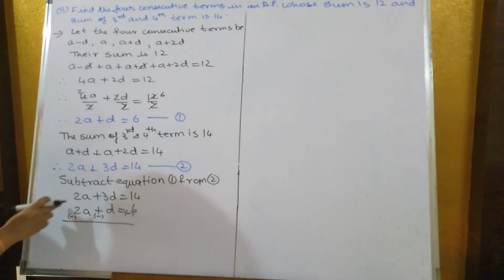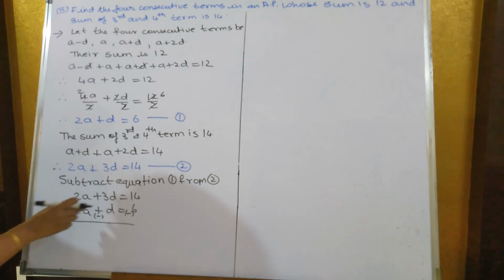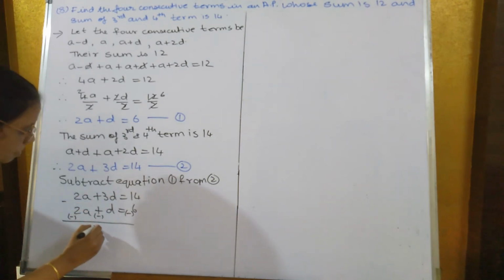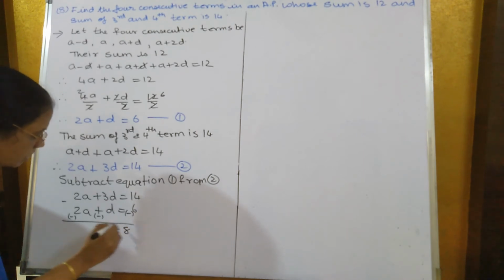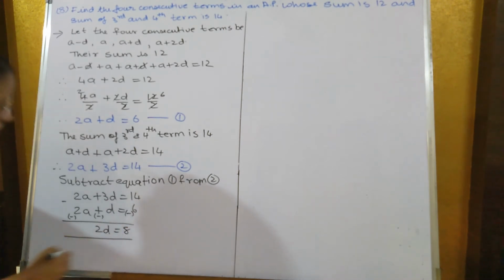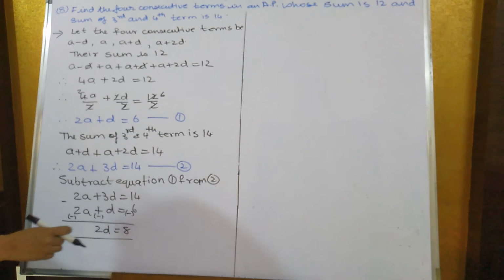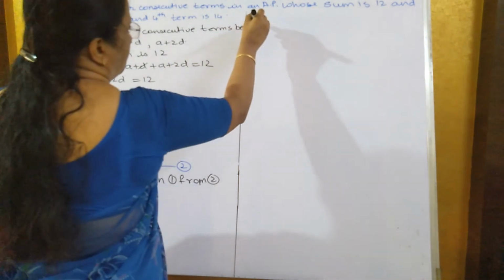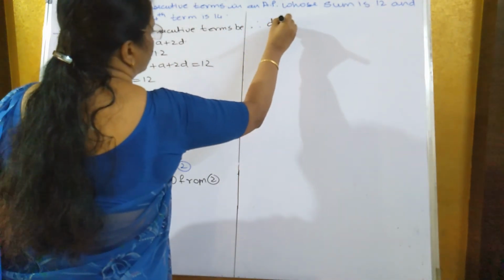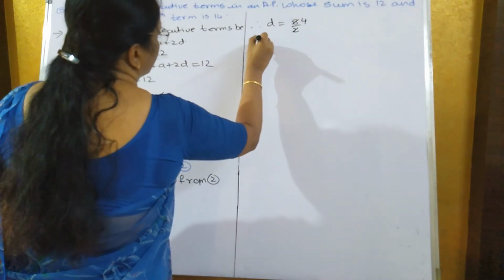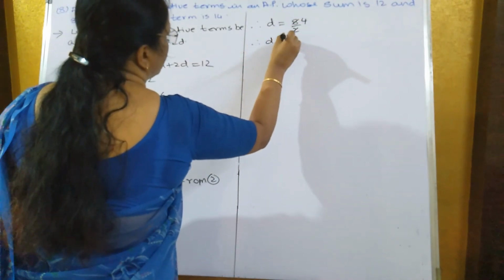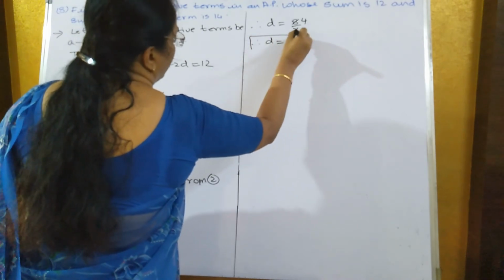2a and minus 2a will get eliminated, plus 3d and minus d is how much? 2d, and 14 minus 6 is how much? 8. Therefore d is equal to 8 upon 2. When you cancel this, you get 4. So the value of d is 4. Now we have to find out the value of a.